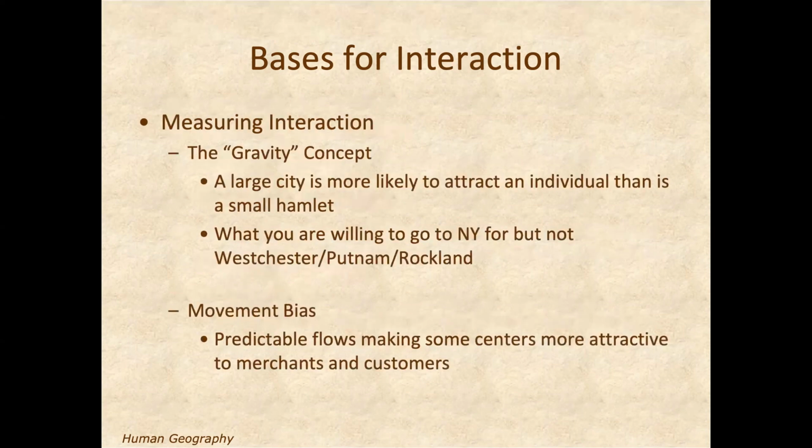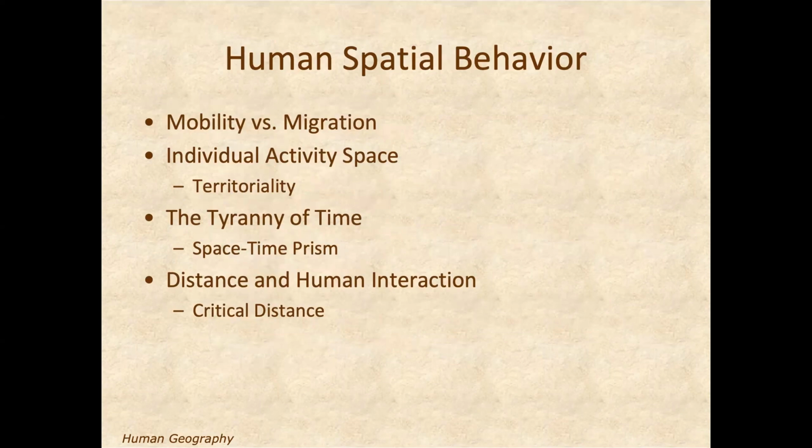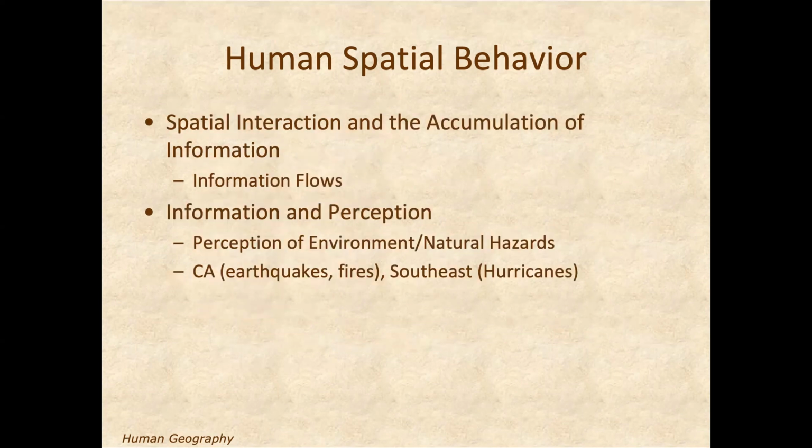I do want to get into the idea of human spatial behavior. Now we're going to talk about migration, mobility versus migration. The idea that people want to move to certain places as a function of how comfortable they are with that movement. For example, if you are going to move to the Southeast US, you know that you're going to have to deal with hurricanes. If you're going to move to California, you know you're going to have to deal with earthquakes and fires. That's just a natural part of that environment. So it's a calculated risk that you take when you make that move.